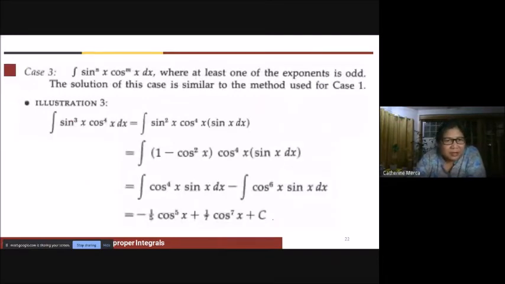Case 3. So the other case is sine to the nx cosine to the mx dx, where at least one of the exponents is odd. So this is similar to the earlier one, the first case. Others combine the cases, but we will take them one by one so it is easier to understand. So again, as long as one of the exponents is odd.